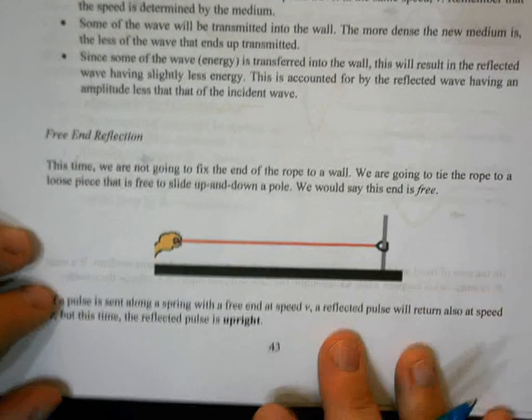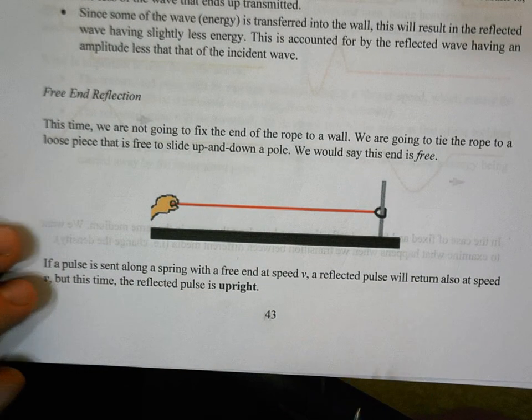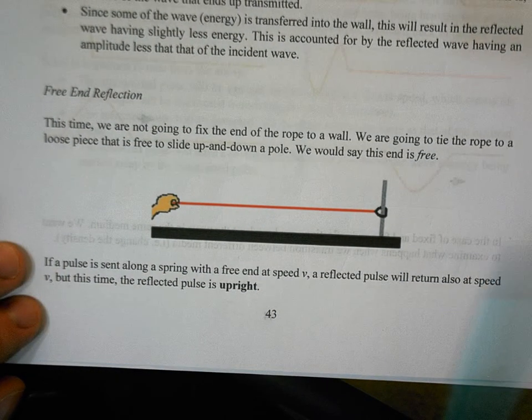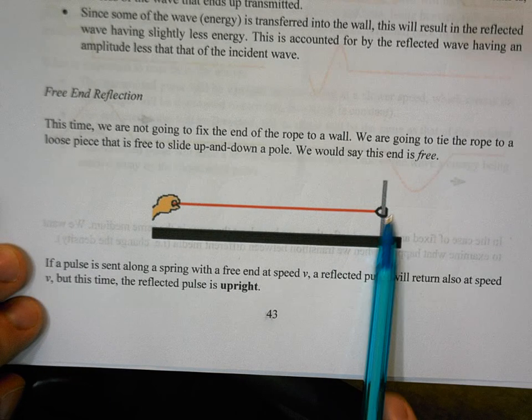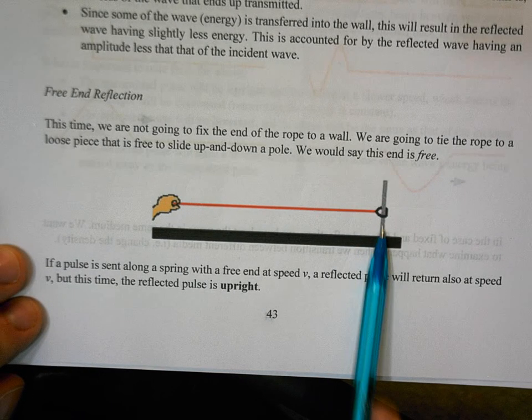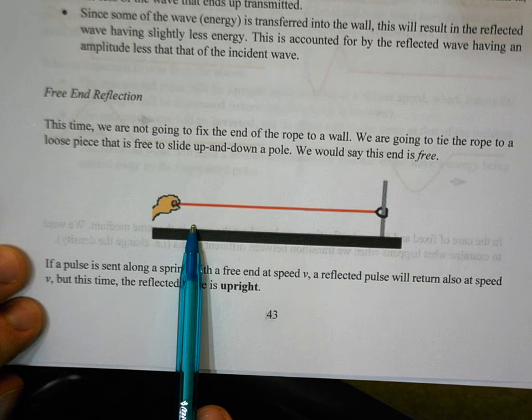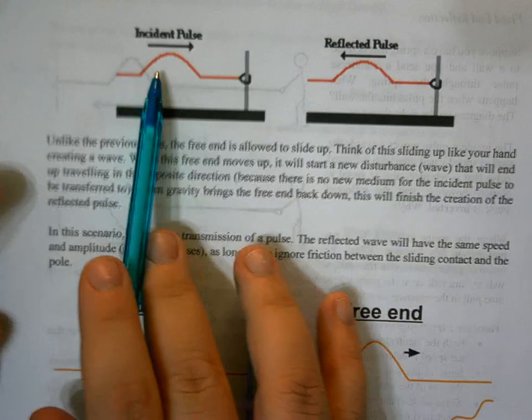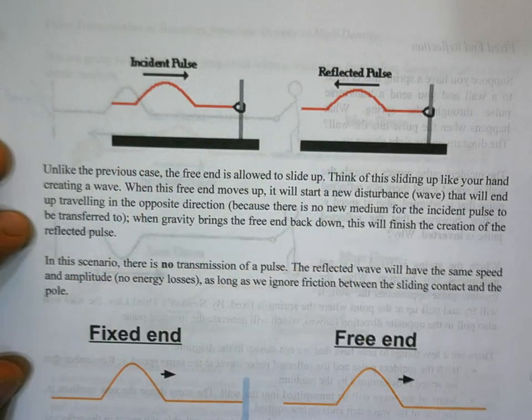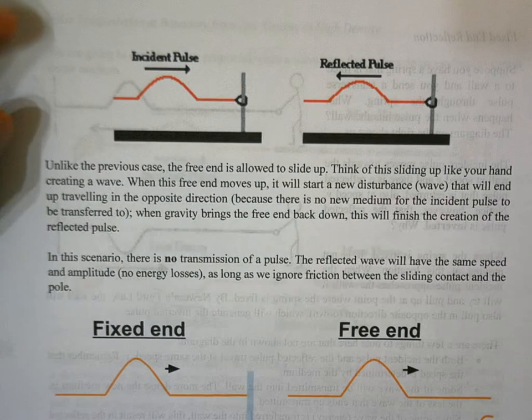The other thing that we could look at if we want to stay in the same medium is called free end reflection. This time, the end here is free to slide up and down this pole. So when we generate a wave, we're going to generate that incident pulse. The reflected pulse is also going to be upright.